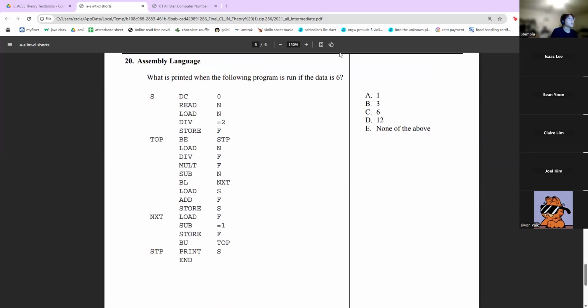Okay, last problem, assembly language. What is printed when the following program is run if the data is 6?